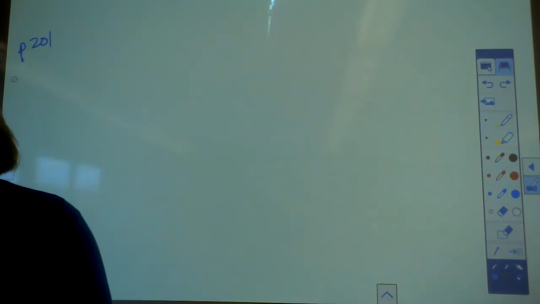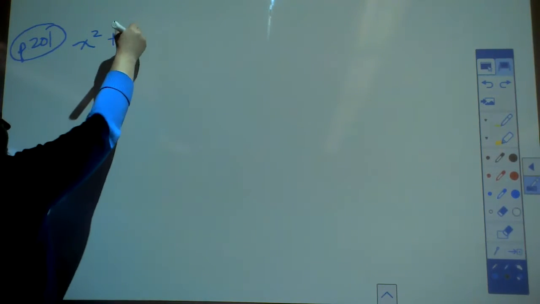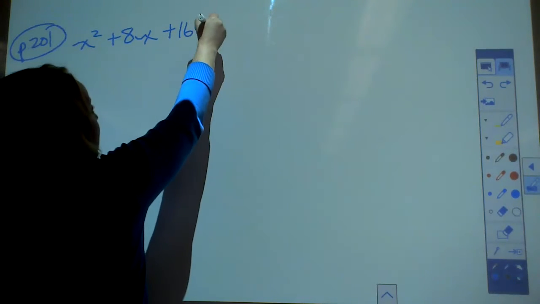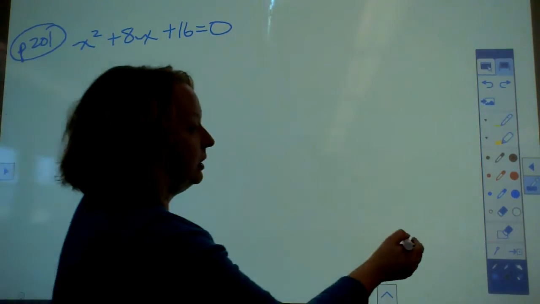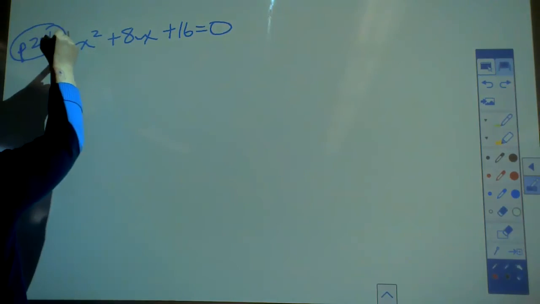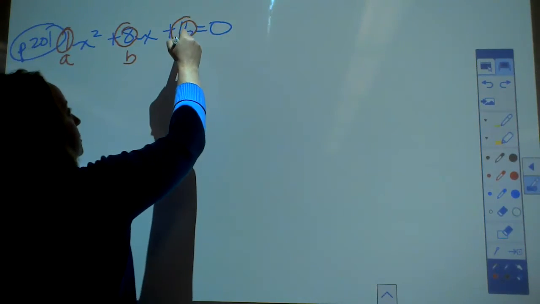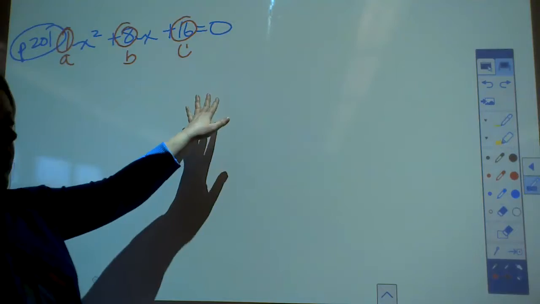Okay, so we're at the top of page 201, and we're going to look at that problem. This one says x squared plus 8x plus 16 is equal to 0. We're going to go ahead and identify: this is A here, this is B, and this will be C here. Once I have those identified, I can now sub them in to the quadratic formula.